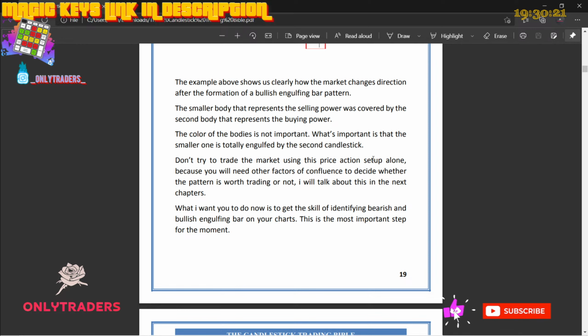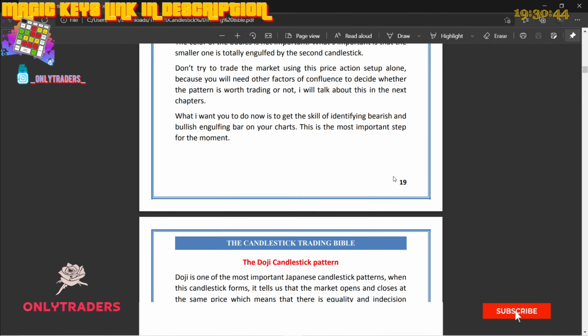The color of the body is just going to identify whether we are bearish or bullish. But the main concept is to see that the larger candle is engulfing the smaller candle, meaning that the larger candle is most likely going to push volume in this direction, as opposed to the smaller candle continuing to push volume in the direction that it was going in. And that's what we'll call a reversal.